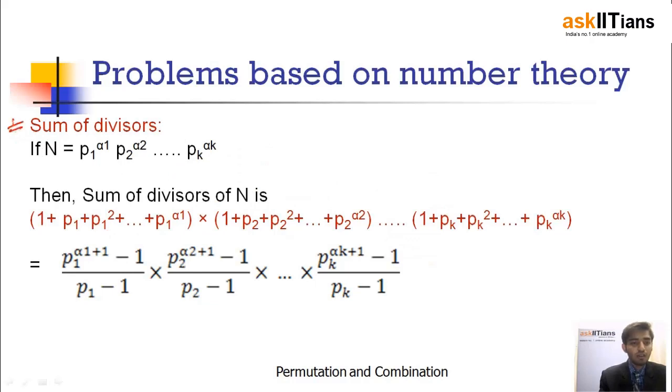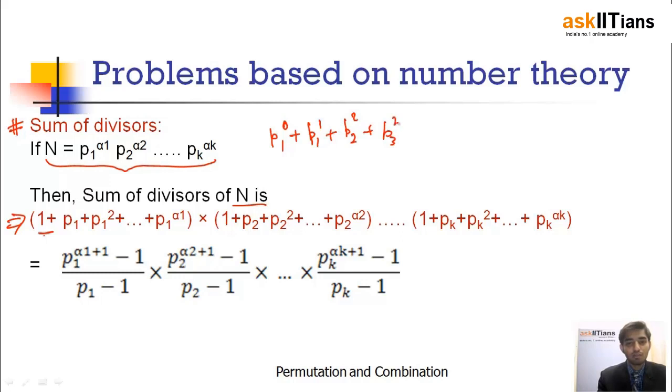Now if I want to find out the sum of all the divisors, what will I do? Again you will represent the number as a product of primes, and then you will use this formula. The sum of divisors of n is given by 1 plus p1 plus p1 power 2, up to p1 power alpha 1. This 1 is basically p1 power 0. So p1 power 0 plus p1 power 1 plus p1 power 2 plus p1 power 3, and you will go up to alpha 1.